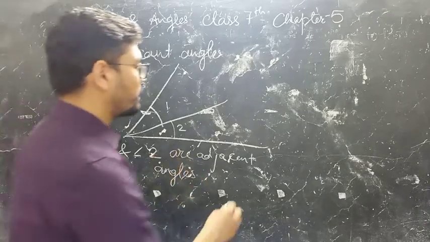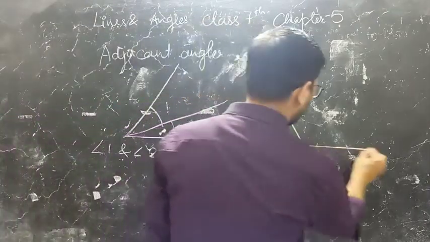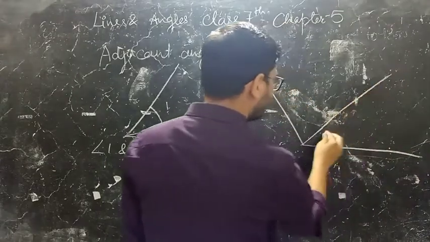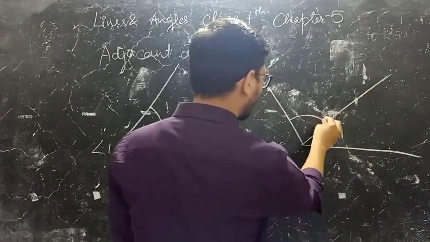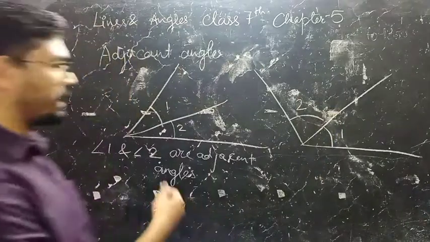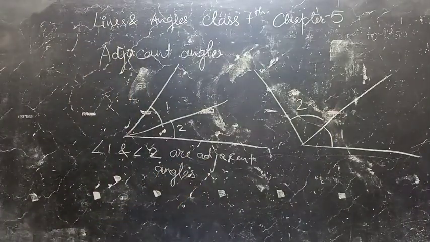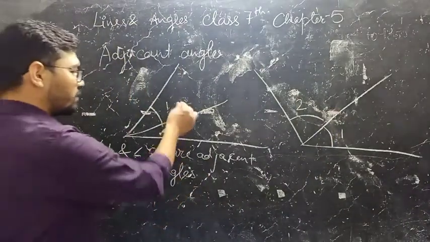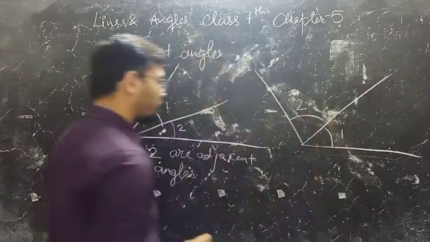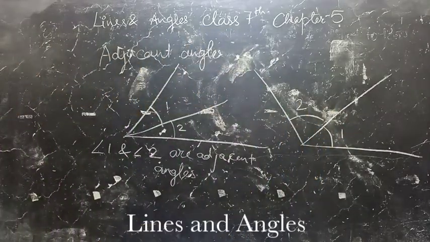Okay, like you have, so let's say this is angle 1, this is angle 2. So similarly angle 1 and angle 2 are adjacent angles that lie side by side. Okay, note it down fast.